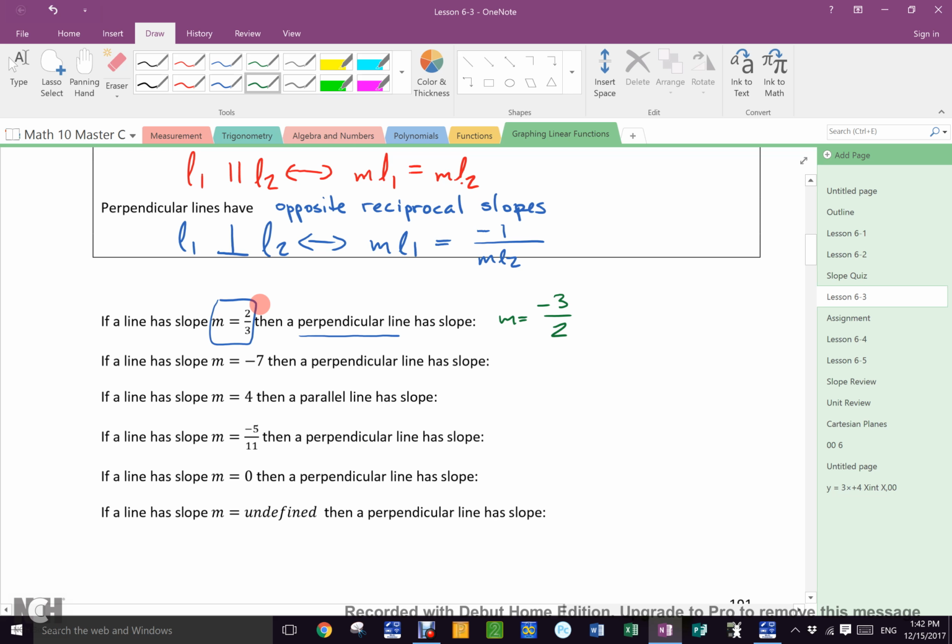Everybody got it? Okay. This one is negative 7. What is it really? Negative 7 over 1. So what would perpendicular be? Positive 1 over 7. Because I flip it and I change the sign. This slope of a parallel line is 4. What's parallel to it? 4. Now give me two other slopes that equal 4. 8 over 2. 16 over 4. Does everybody understand?